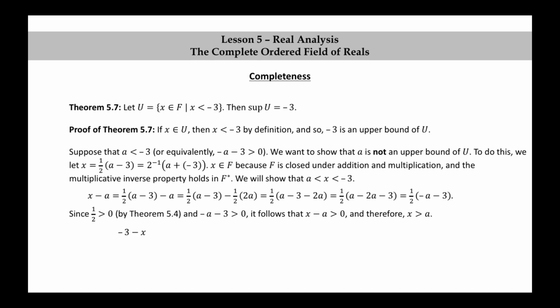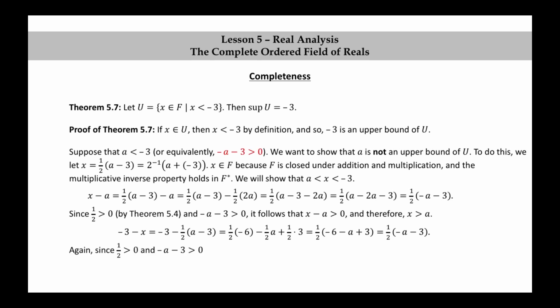Now for the second part, showing that X is less than -3, we start with -3 minus X. Do the same substitution. We replace X by 1/2 (A minus 3). Standard advanced calculus trick again. Rewrite -3 as 1/2 times -6. Use the distributive property to pull out the half. And using commutativity and associativity of addition, we could combine the -6 and the 3 to get -3.